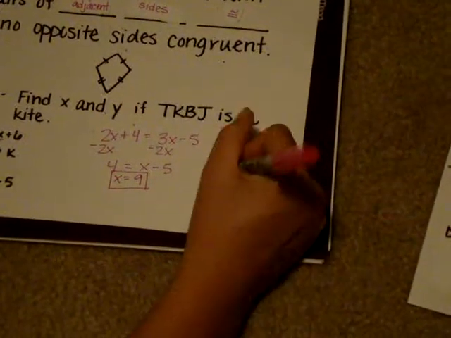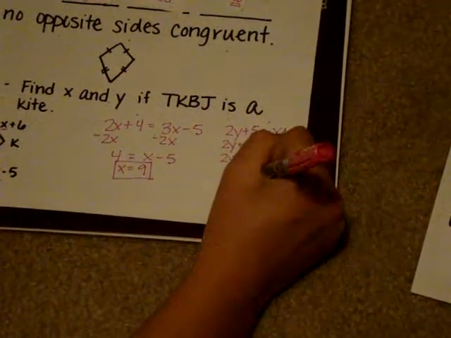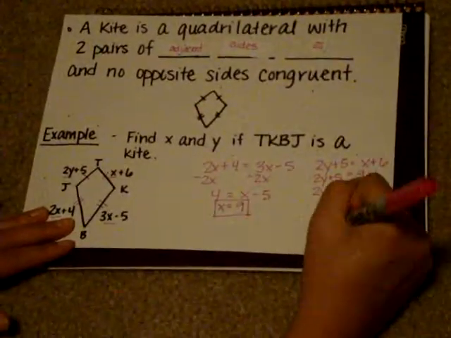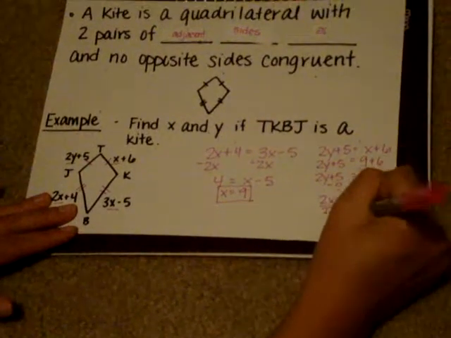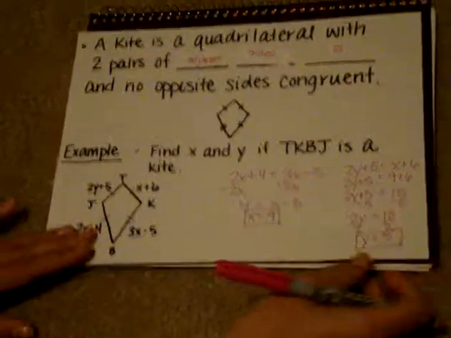So if we subtract the 5 over, we get that 2y is equal to 10. And if we divide by 2, we get that y is equal to 5. So now we have solved for x and y. Now let's work one more example dealing with a kite so that we're sure we can do this.